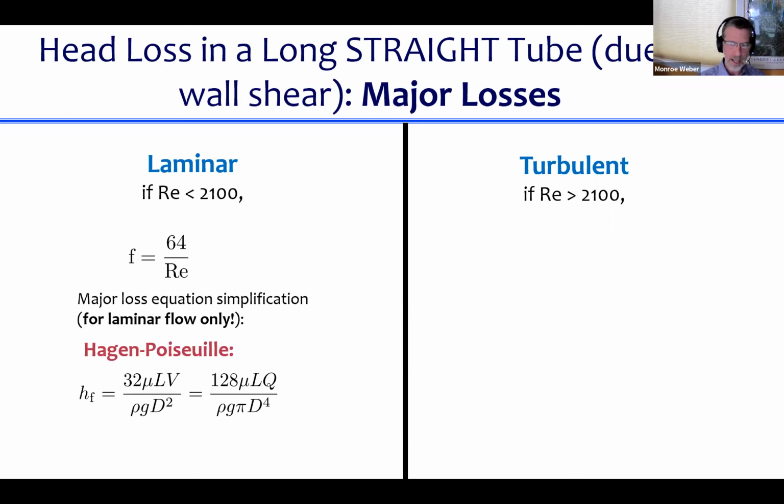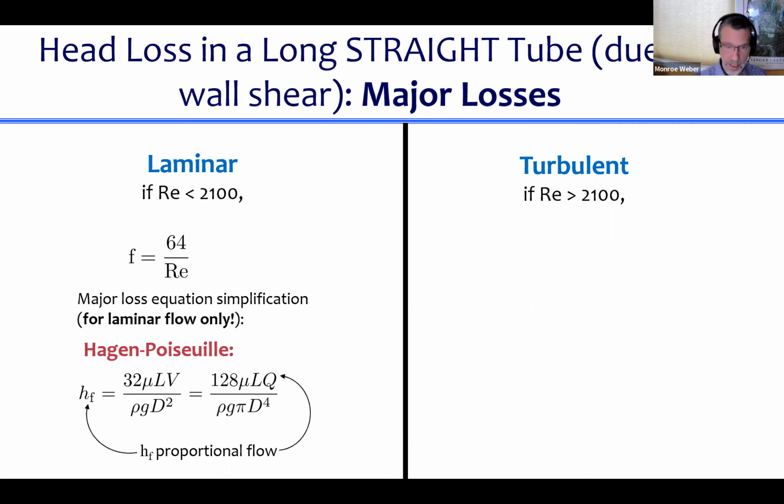You get the Hagen-Poiseuille equation when you plug that F into the Darcy-Weisbach equation from the previous slide. Okay, so no magic. Take the Darcy-Weisbach equation, plug in F, and also plug in what the Reynolds number is, V times D over nu, and you get the Hagen-Poiseuille equation.